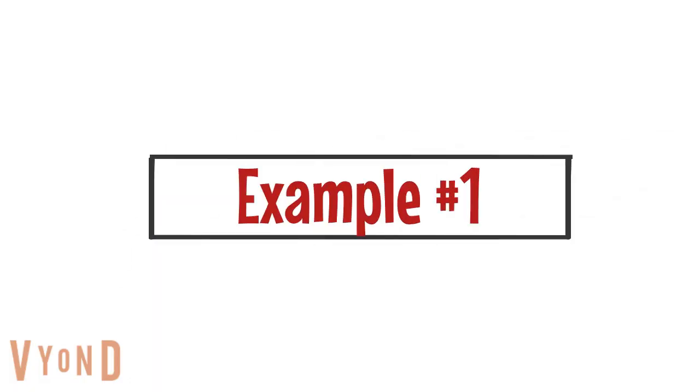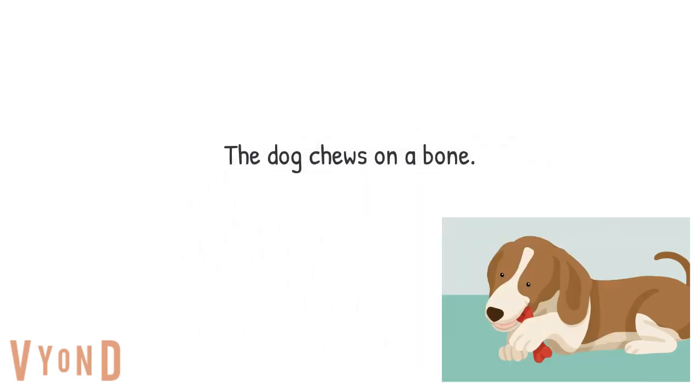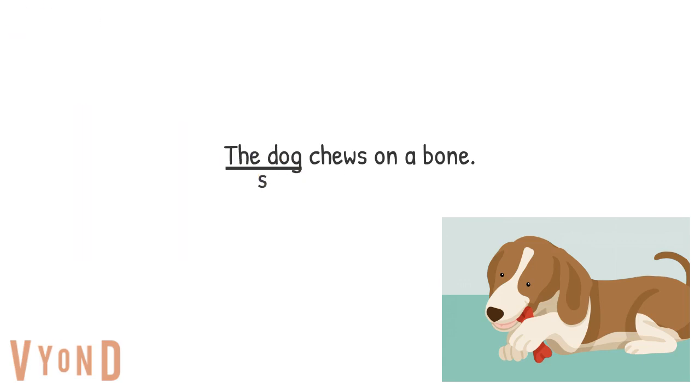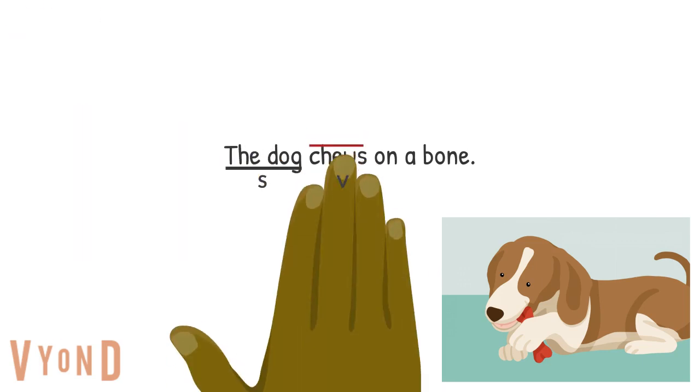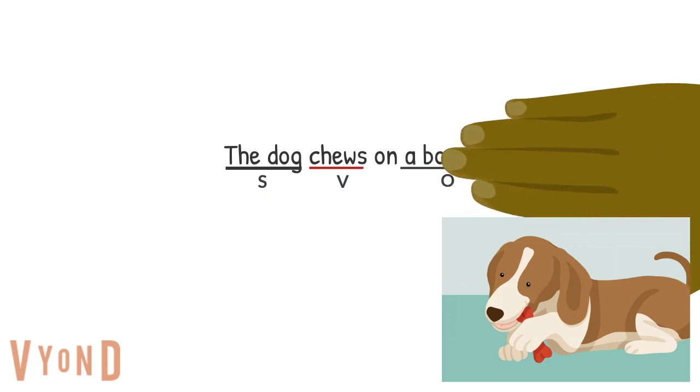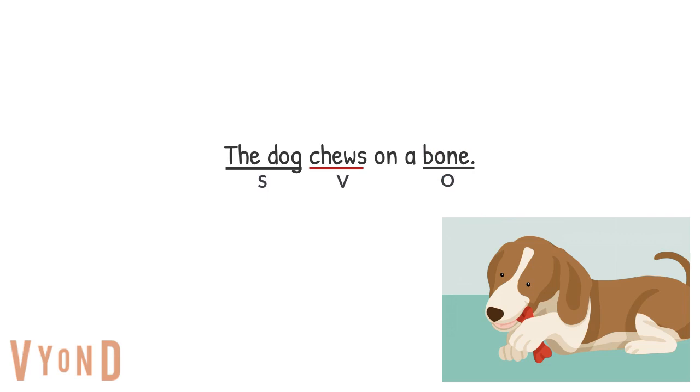Let's look at an example. The dog chews on a bone. In this sentence, the dog is the subject, or what the sentence is about. Chews is the verb, or what the subject is doing. A bone is the object of the sentence, or what the subject is acting upon. The bone receives the action of the subject, the dog.